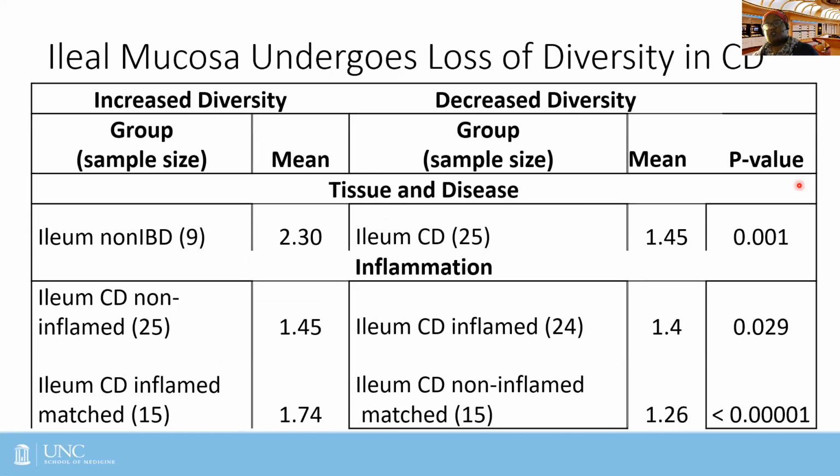Next, we looked at the ileal mucosa, and similar to colon, it also undergoes a loss of diversity in the presence of Crohn's disease. We also noticed when we're looking at inflammation, unlike the colonic mucosa, the non-inflamed sample has higher diversity than the inflamed samples. But when we looked at our matched samples, samples that we had both inflamed and non-inflamed tissue from, it actually switched, where the inflamed samples had higher diversity than the non-inflamed samples.